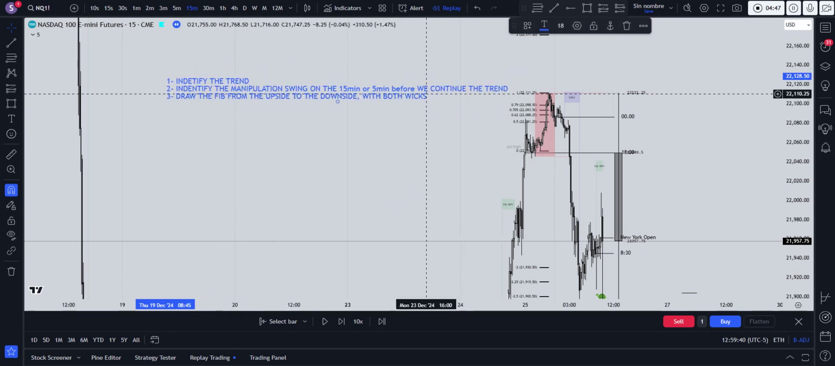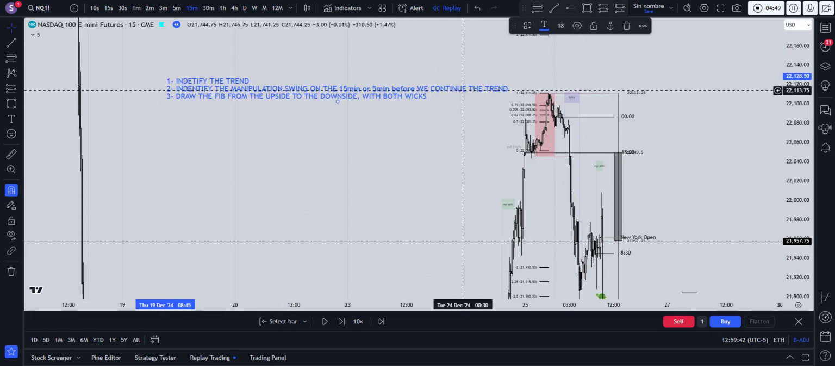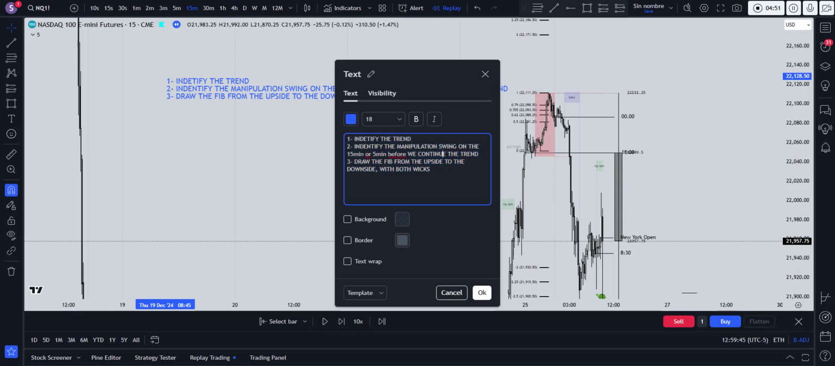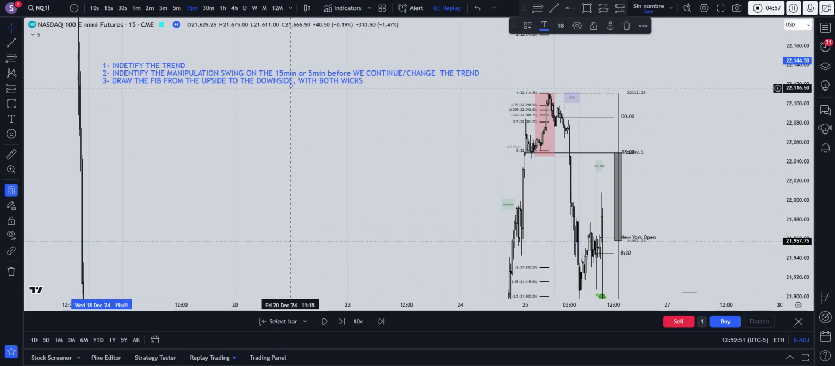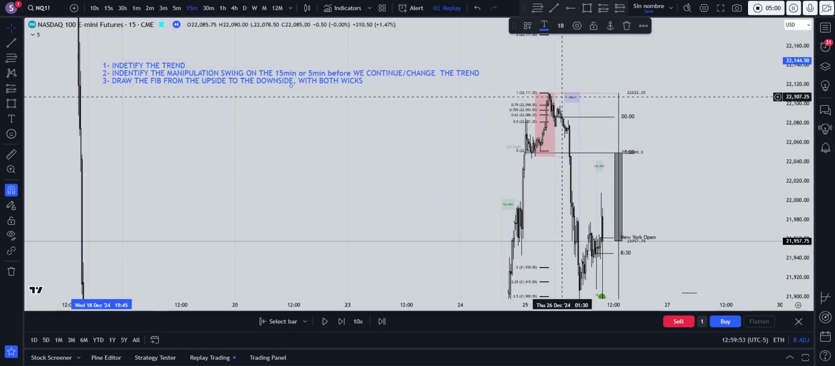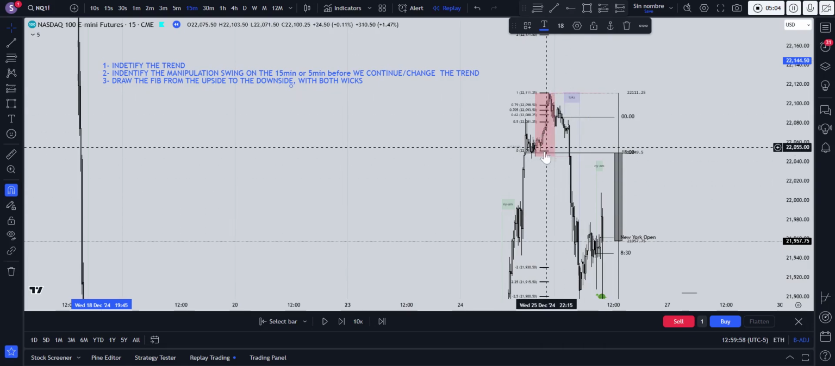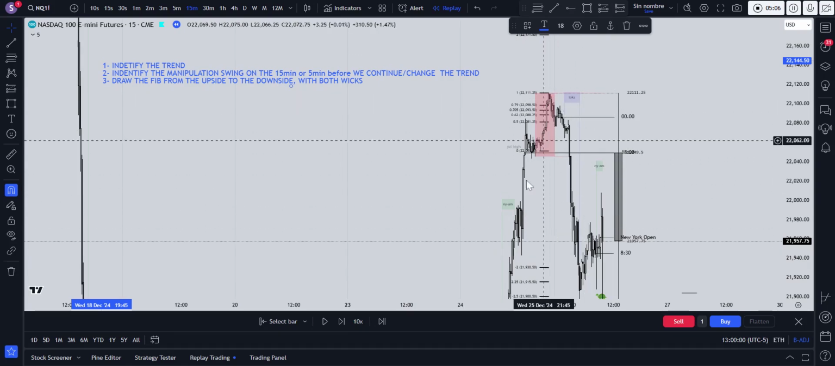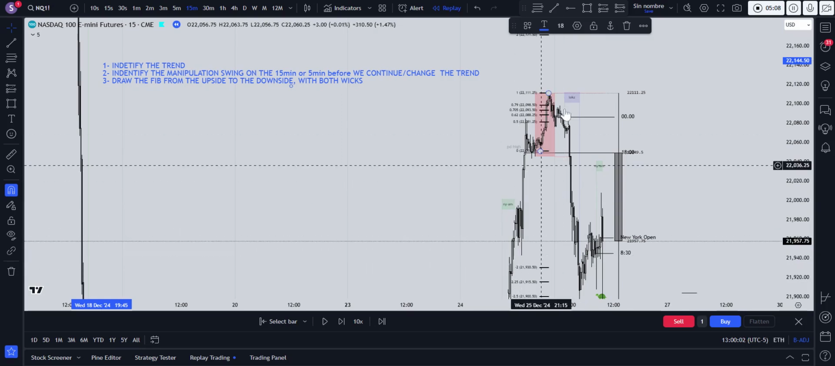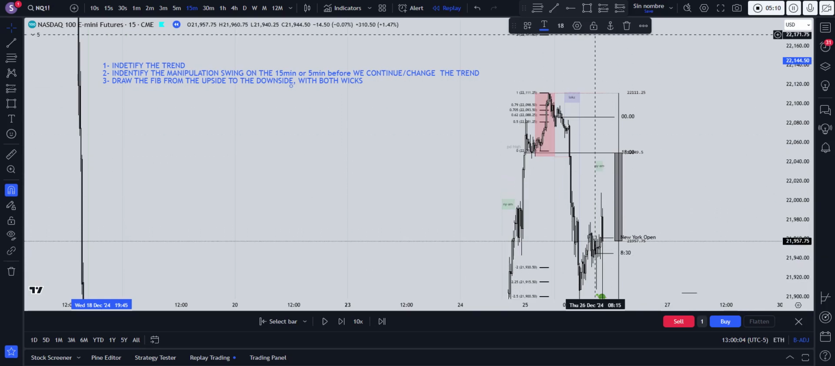So before we continue or change the trend, right? So identify the trend on the London session, right? So this is going to be the trend. It's going to go downwards. Why? Because we have this market structure shift. We change the trend from the upside to the downside. Okay.